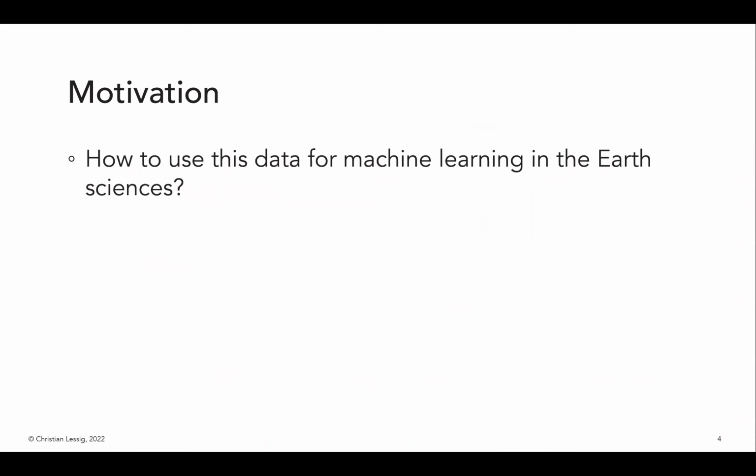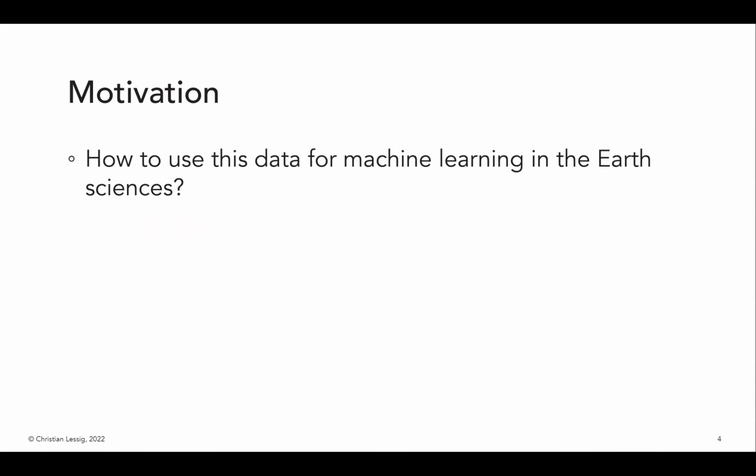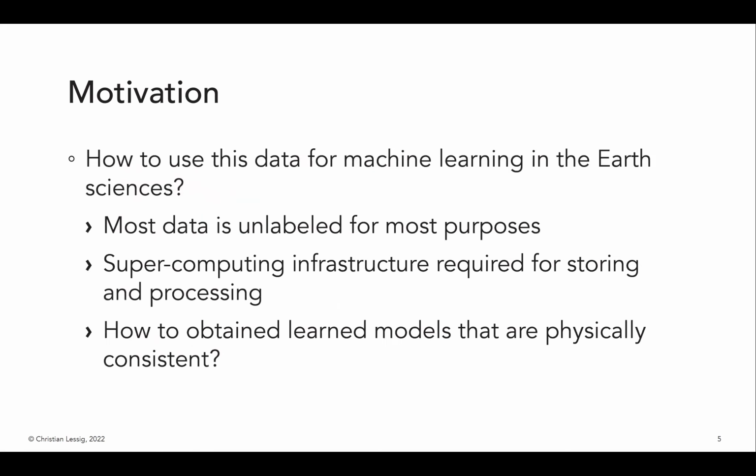The question, however, is how we can actually make use of these large amounts of data for machine learning. There are a few challenges here. First of all, most of this data is unlabeled for most purposes. ERA5, for example, is essentially just the spatial fields at different time steps over 40 years, depending on 10 or 12 different fields. So how do you do machine learning on this data? There are no labels, none of what you usually use for training.